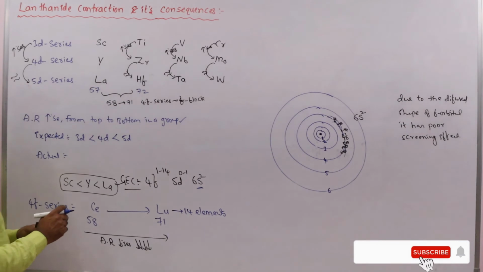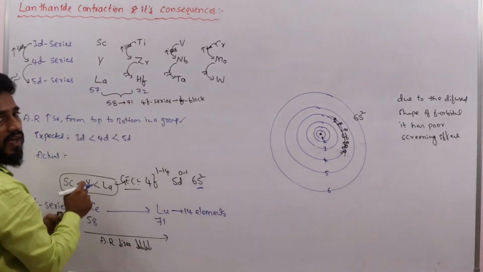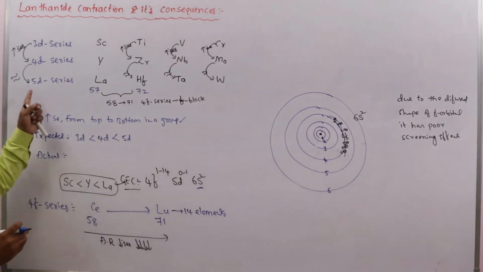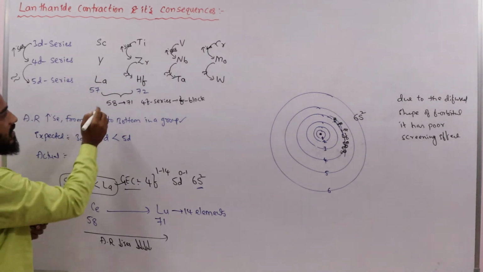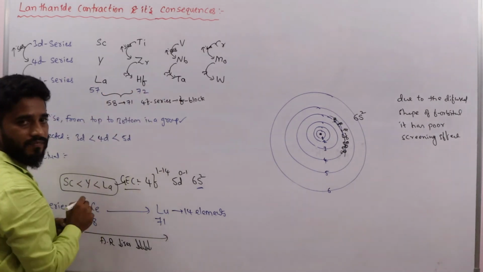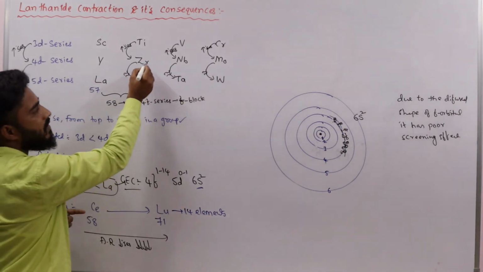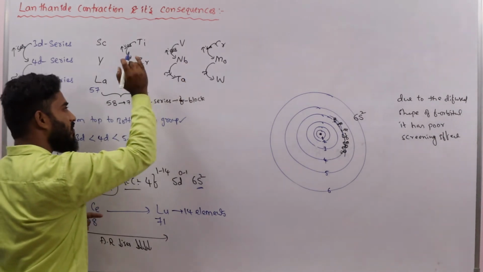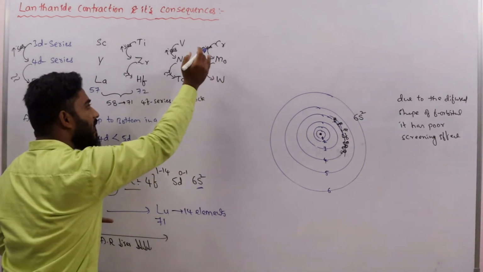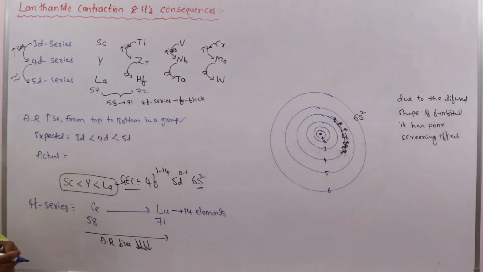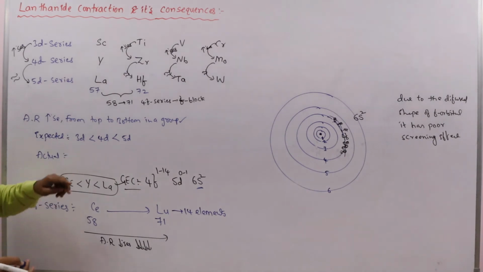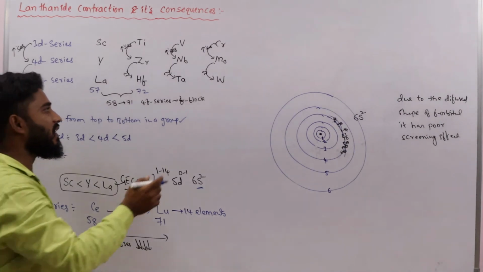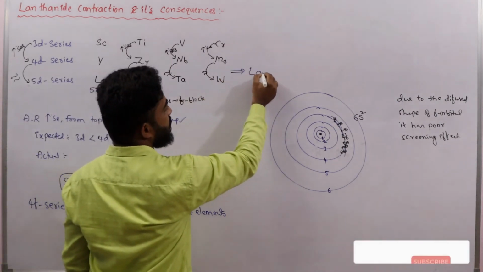Due to that decrease, the atomic radius of osmium, tantalum, tungsten and the remaining elements present in the 5d series is affected. Because of the decrease in atomic radius, osmium shows nearly similar size to zirconium, tantalum shows nearly similar size to niobium, and tungsten shows nearly similar size to molybdenum. So what is the reason? The 5d series elements show nearly similar size to the 4d series elements. That is because of lanthanide contraction.